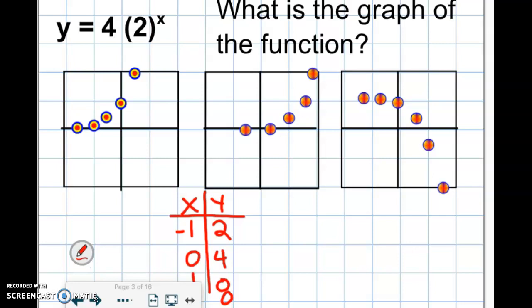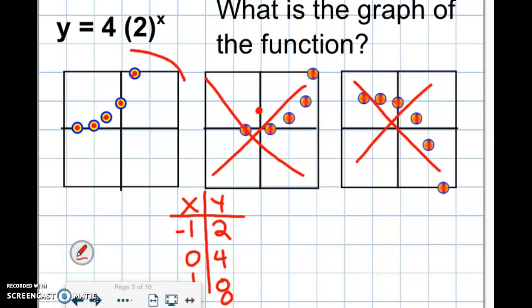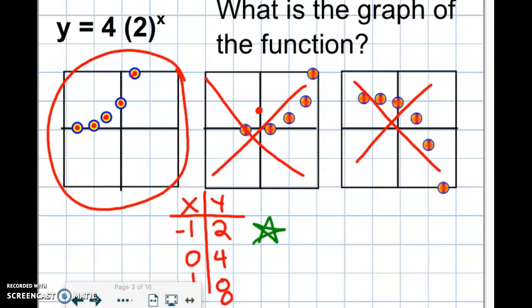This one looks like it would be okay. This one doesn't cross at 0, 4, so it's not that. This one is decreasing, not increasing, so it's not that one. So you can do a process of elimination to figure out which graph it is. But the key is still to make a table of values.